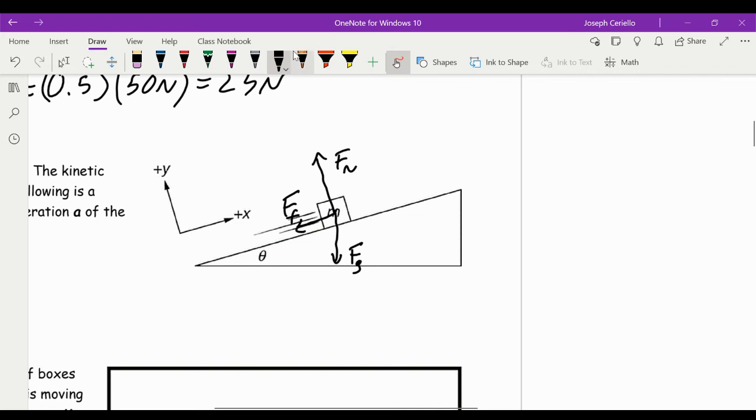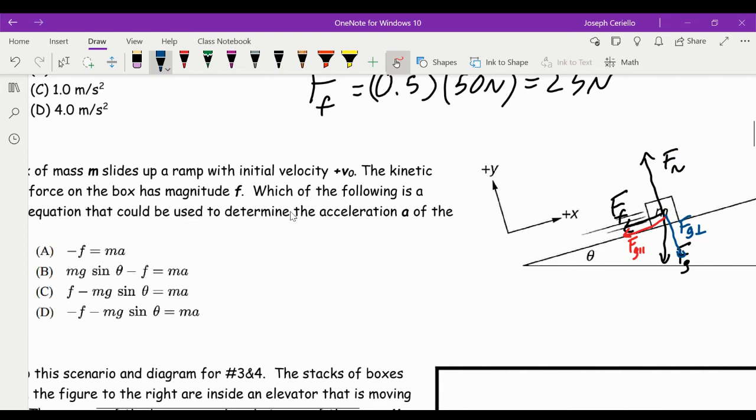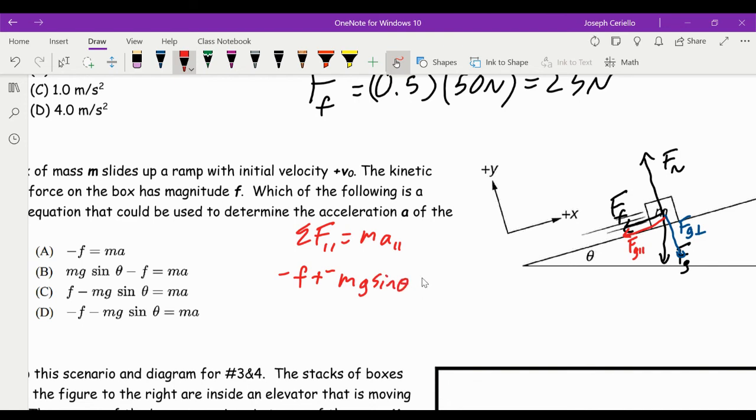Might be a little hard to see here, but Fg has to be broken up into parallel and perpendicular components. So we additionally have Fg parallel and Fg perpendicular. Again, those shouldn't really appear on your free body diagram, but I'm just going to throw them in here for now. So to get the acceleration, that would be in the parallel direction. So the sum of the forces parallel equals mass times the acceleration in the parallel direction. My two forces in the parallel direction: I have a negative force of friction, which they define as lowercase f. So we have negative lowercase f plus negative Fg parallel, which we should all know is mg sine theta. And that's equal to the mass times our parallel acceleration. And that ends up being our answer right here. Again, the force of friction they define as just being lowercase f.